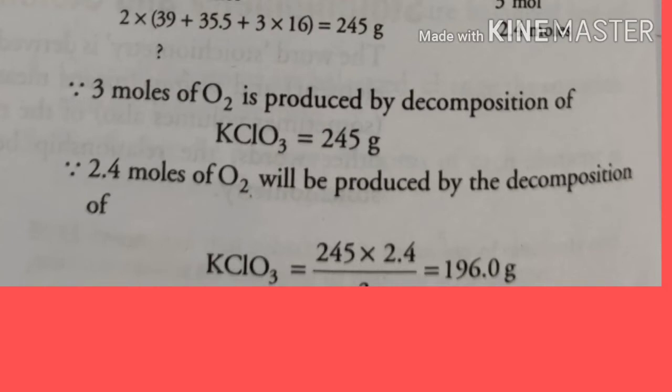Now we can use the unitary method to find out the mass of potassium chlorate. So for this we use: 3 moles of oxygen are produced by the decomposition of 245 gram of potassium chlorate. Now 2.4 moles of oxygen will be produced by the decomposition of potassium chlorate equal to 245 into 2.4 upon 3, which is equal to 196 gram.